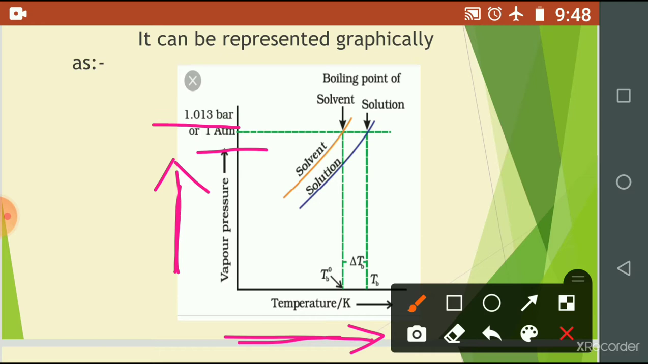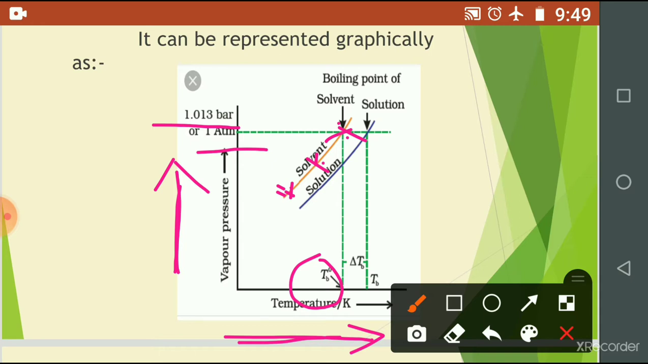We will consider a pure solvent. Let its vapor pressure at a given temperature be denoted by a given point. As we go on increasing the temperature, vapor pressure increases and eventually it becomes equal to 1 atmospheric pressure. This point where the vapor pressure of the solvent becomes equal to atmospheric pressure is called the boiling point of the solvent, denoted by T0B.